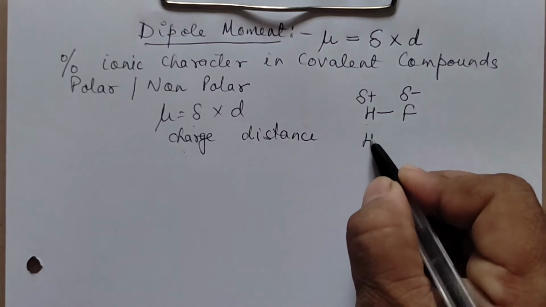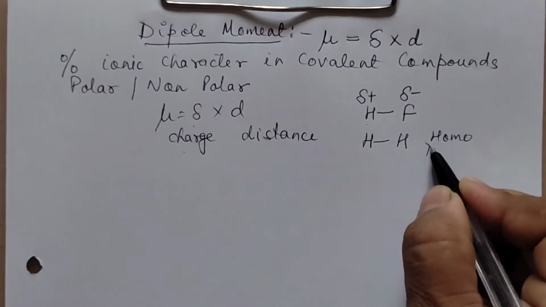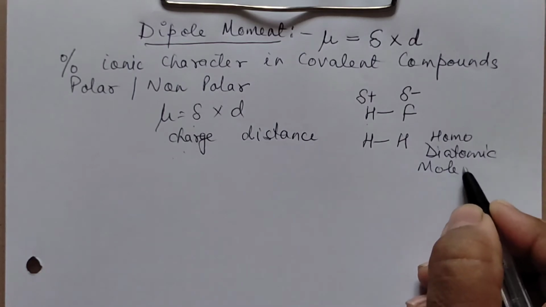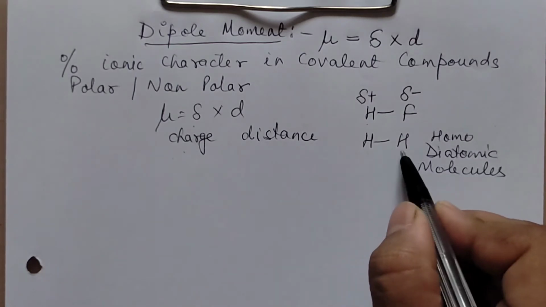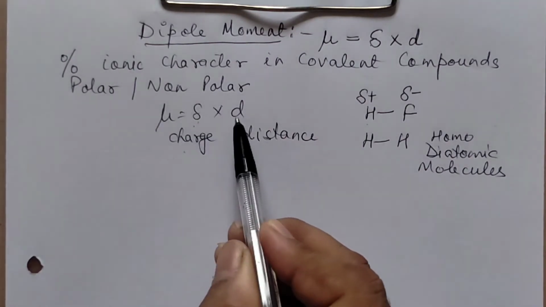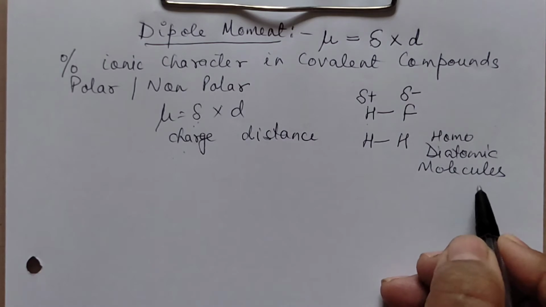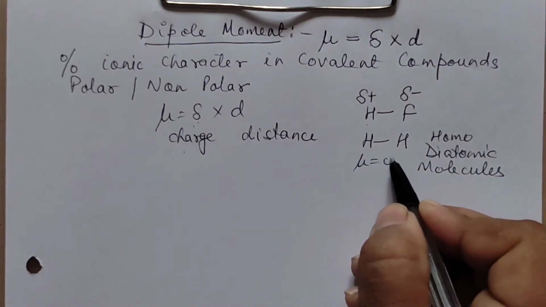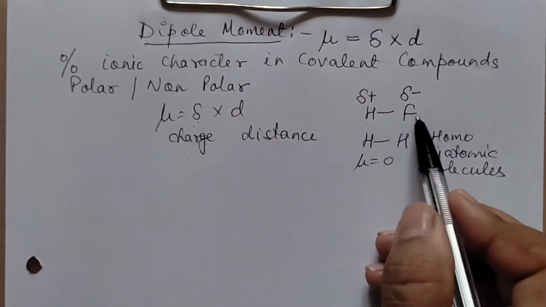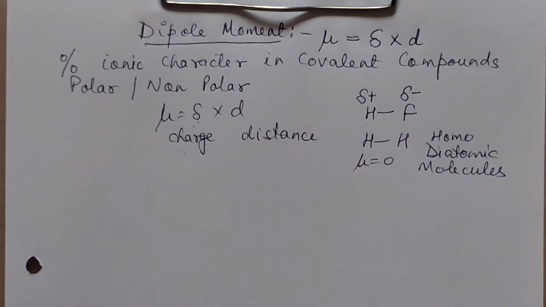In case the two atoms are same, that means if we are talking about a homodiatomic molecule, homo means same, diatomic means a molecule of two atoms, then the electronegativity difference is 0, then this delta will be 0, then the product will be 0. That means all homodiatomic molecules will have dipole moment 0. They are non-polar molecules, right? Now HF, electronegativity difference is there, plus you have the D also, so it is a polar molecule, right?